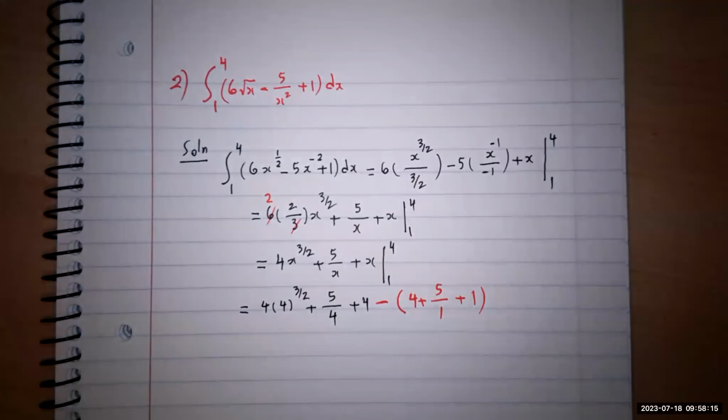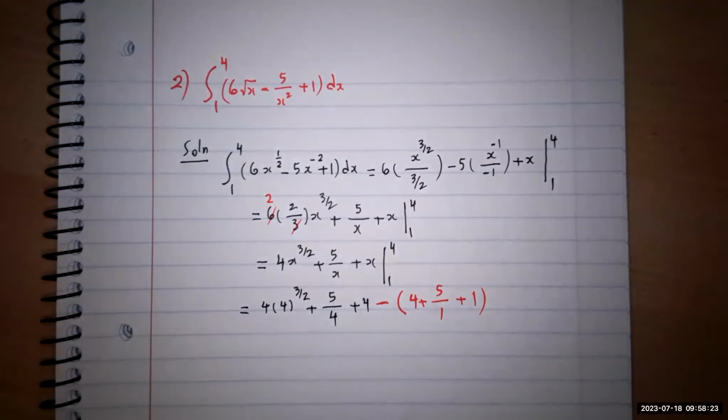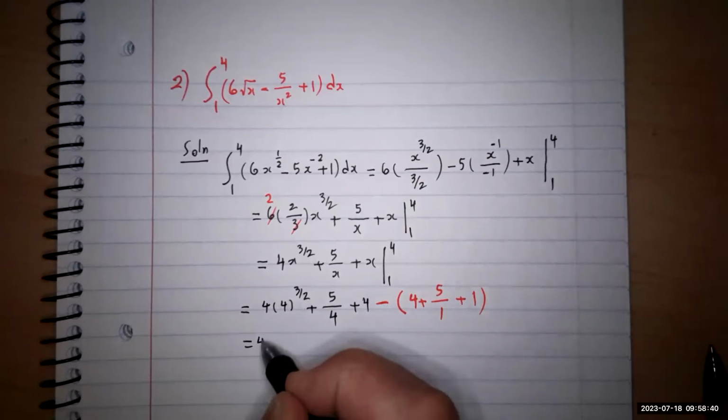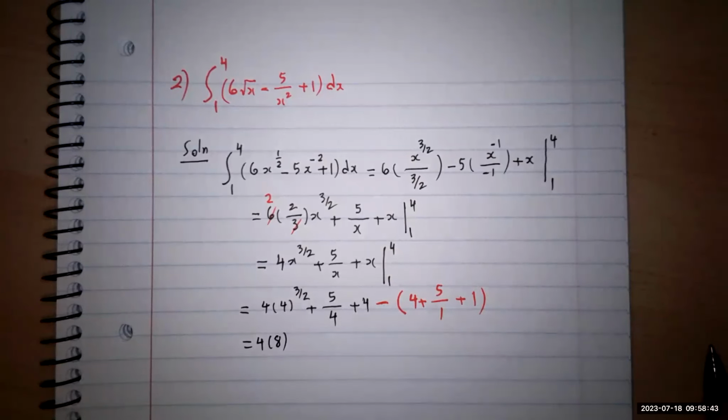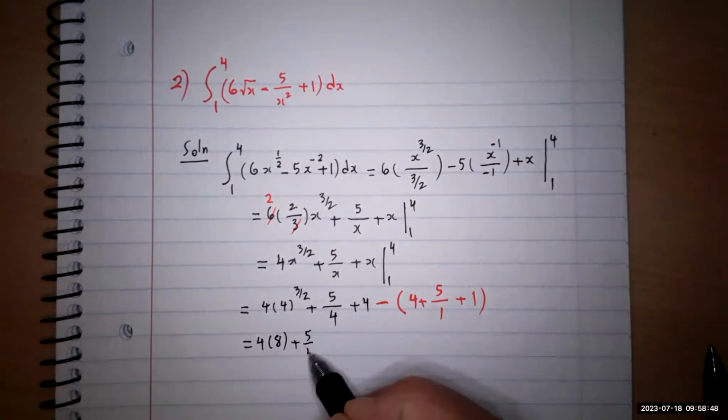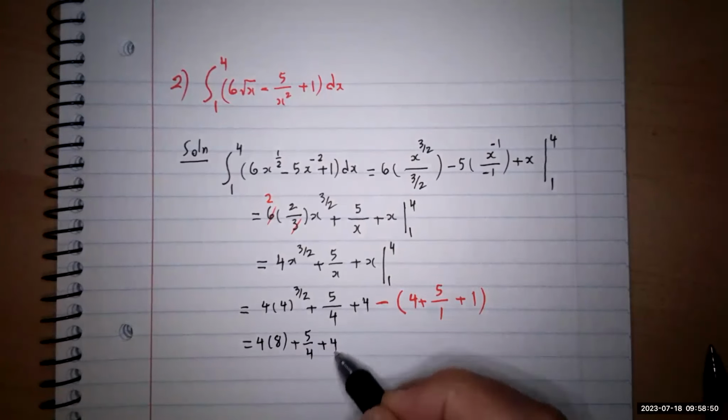Okay, we replace x by 4 first. Then minus, when you replace it, okay, replace x by 1. Then simplify. Start with the 4 to the 3/2. 4 to the 1/2 would be 2. 2 cubed would be 8. Okay, so this is going to be equal to 4 times 8. Okay, 4 times 8, so we just continue with the rest. It's going to be 5/4 plus 4.